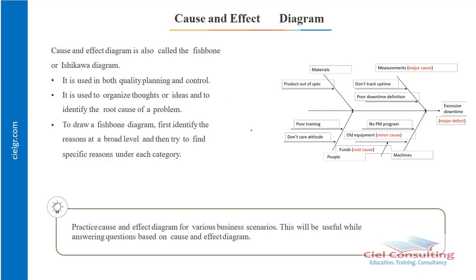So the cause and effect diagram is also known as the Ishikawa or fishbone diagram. The cause and effect diagram is used to do what we refer to as root cause analysis. It helps us to determine the root cause of a problem or a quality problem that we may have in our project.